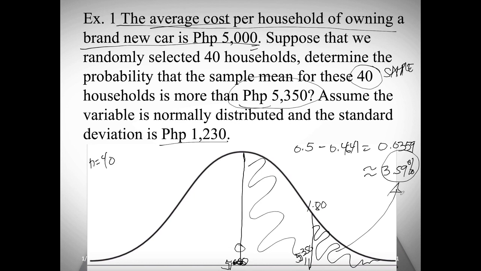Ayun. Ibig sabihin, now, since nakuha natin is 3.59%, we can easily conclude, guys, that the probability of obtaining a sample larger than 5,350 as their average cost of owning a brand new car per household is only 3.59%. Ganun lang kaliit yung probability na yung 40 na bahay na inikot nila, tapos nagtanong sila, ay 5,350 pataas, 3.59%. So, more likely nga, dito lang naglalaro yung data natin sa 5,000. Ayun. So, I hope you realize the purpose of our topic.